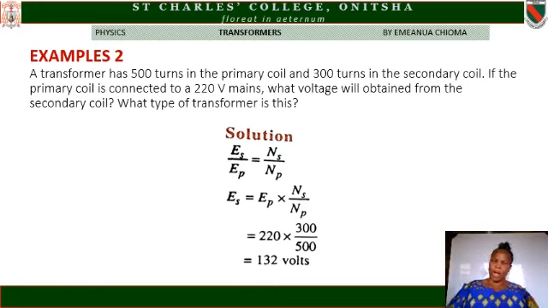Or by the number of turns. When we look at the number of turns in the primary, which is greater than the number of turns in the secondary, we also know that it is a step-down transformer, because in a step-down transformer, the number of turns in the primary is greater than the number of turns in the secondary.